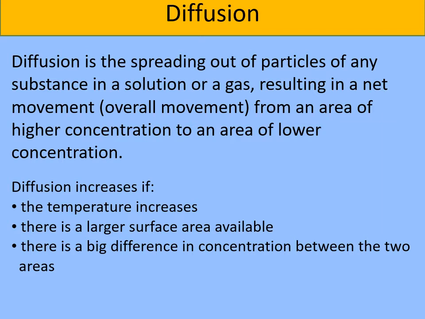There are some factors that can increase diffusion or make it happen quicker. If you increase the temperature, then the diffusion will happen faster. If there is a larger surface area available for diffusion to take place, then that will increase diffusion as well. And if there is a big difference in concentration between the two areas, then diffusion will increase as well.